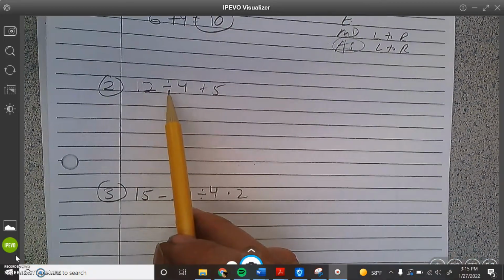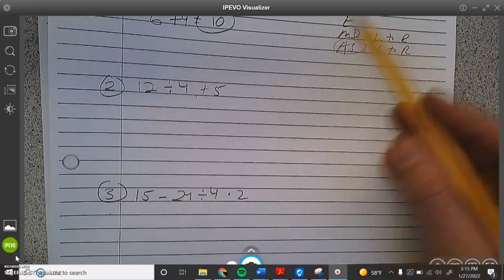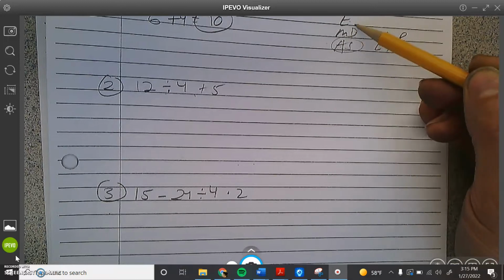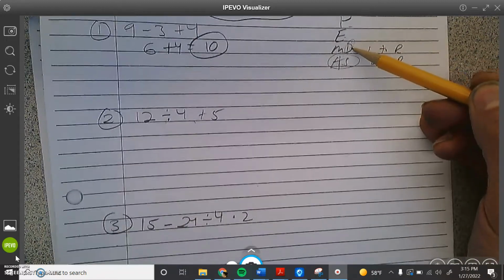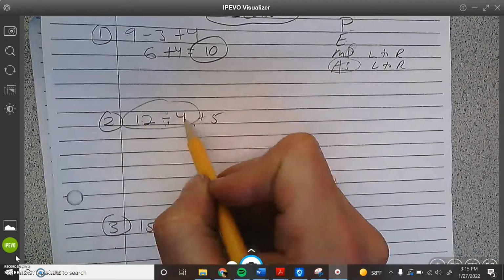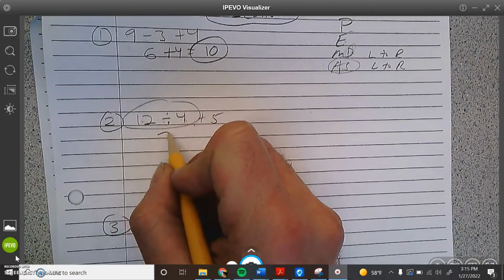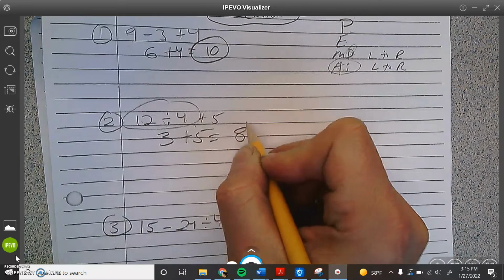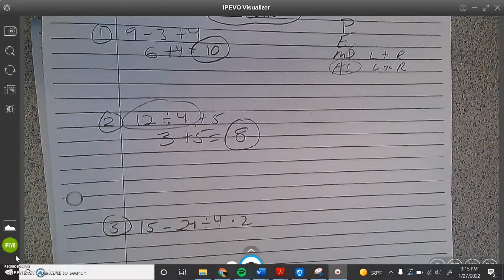All right, next. I have division and addition. Division is first, and then addition after that, because division is higher. So I'm going to divide first. 12 divided by 4 is 3, plus 5 is 8. So 8 is the answer there.